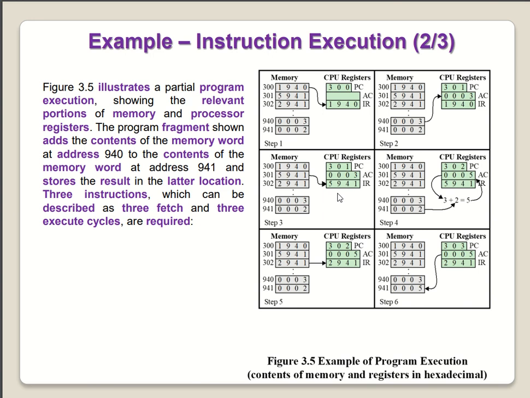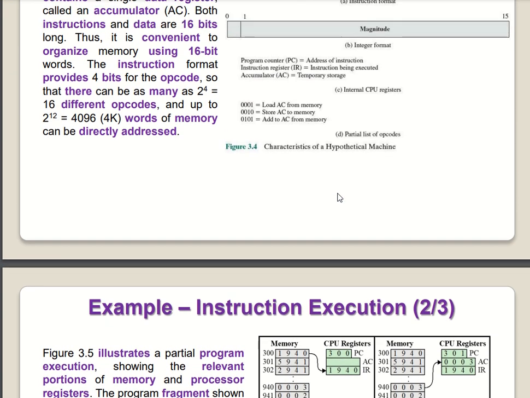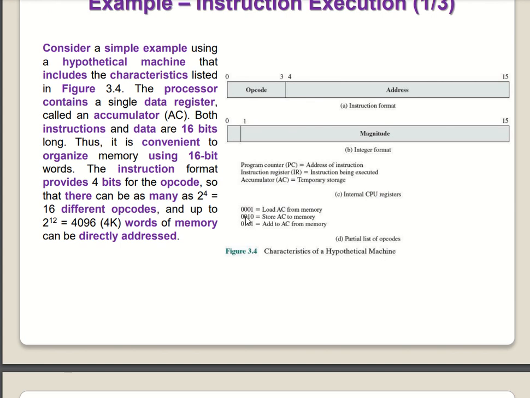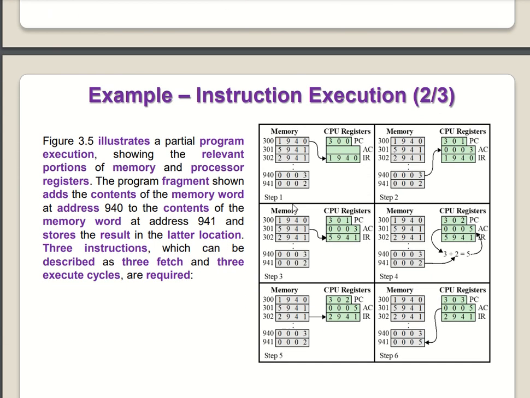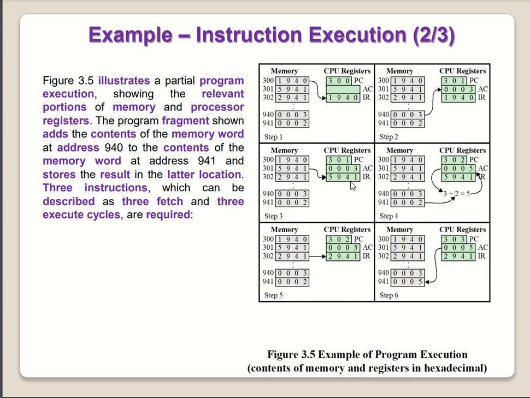You need to decode the instruction. Decode means try to understand what this instruction is. I already mentioned that the first digit of the instruction tells you the opcode. Here what you have? 5941, 5. Put it in binary, 4 bits. 5 means 0101. Okay, let's go and see. 0101 means what? Can you see here? Add to AC from memory. Add to AC from memory.